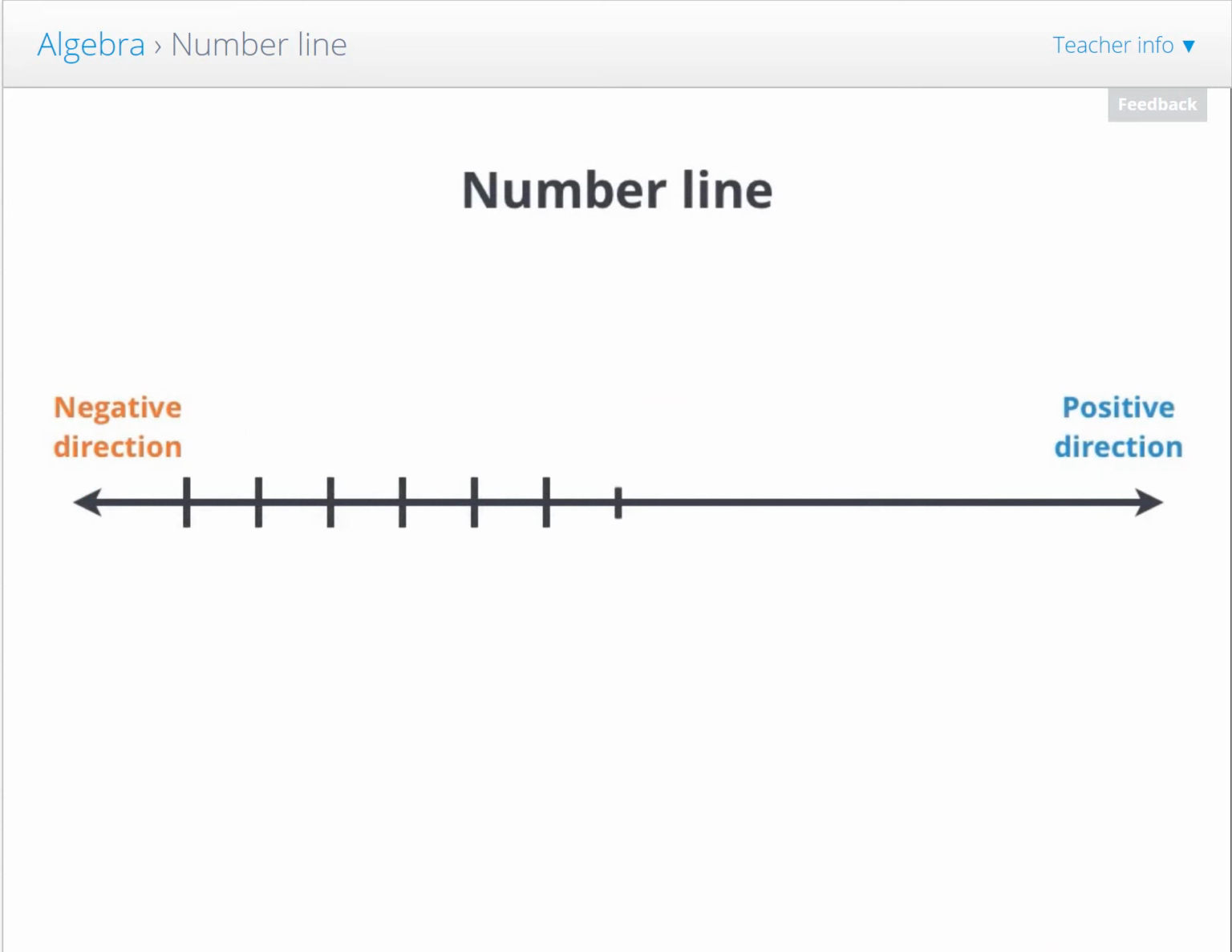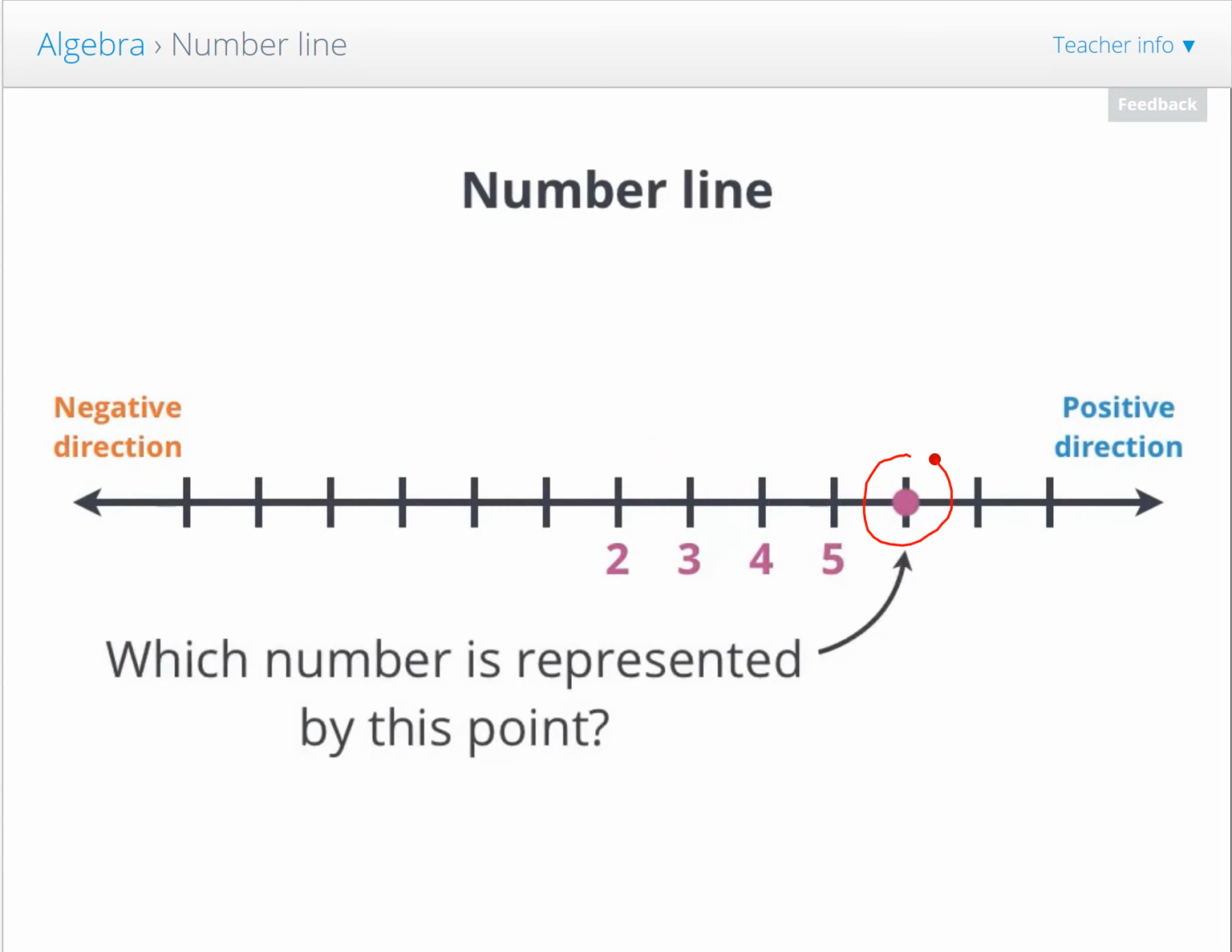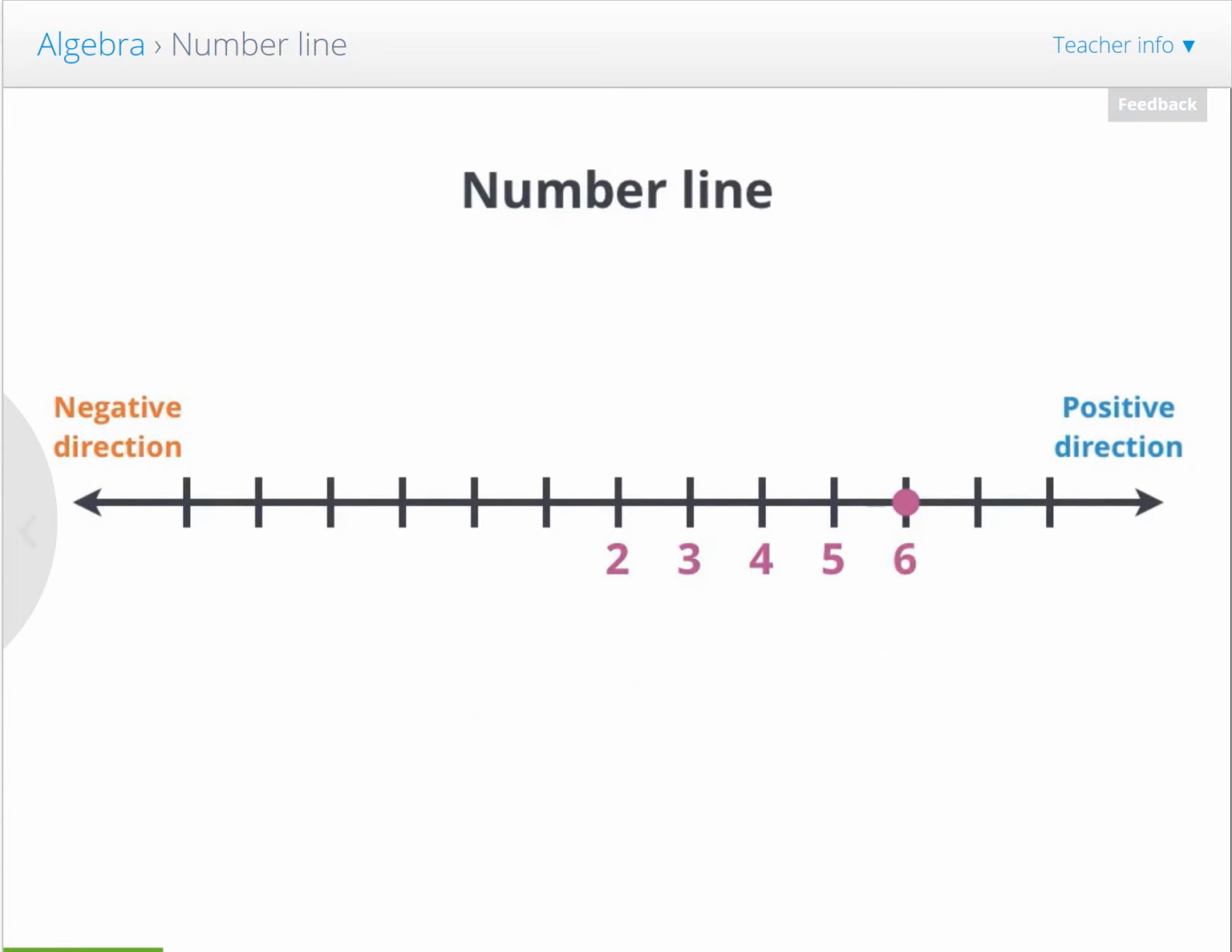You'll often see tick marks drawn on the number line, which usually indicate where the whole numbers are located. Let's draw a point at this tick mark, and suppose this point represents the number 2. If we move to the right, or in the positive direction, the numbers get bigger. So this point over here is 3, this point is 4, and this point is 5. So which number do you think is represented by this point over here? Right, this point represents the number 6.